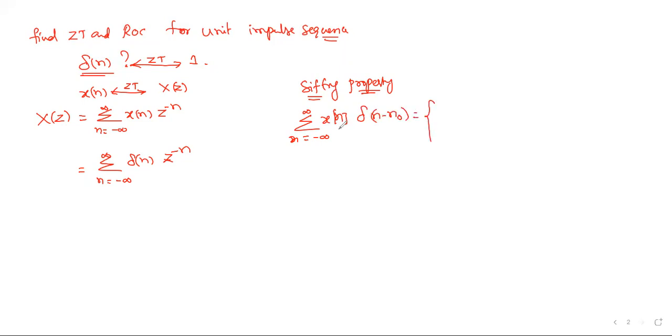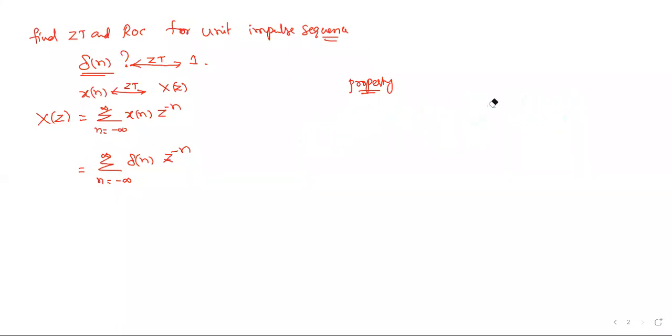So now if you consider x of n, del of n minus n naught will become x of n naught if n naught lies between minus infinity to infinity. Anyway, this will lie between minus infinity to infinity. No need to think about that. For example, if it is n1 to n2, then here also we need to consider n1 to n2. Otherwise, it will become 0. Anyway, here this is not required. So directly you can write only one formula.